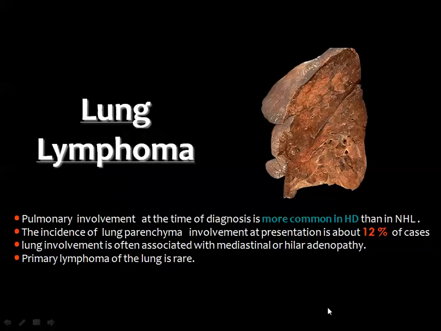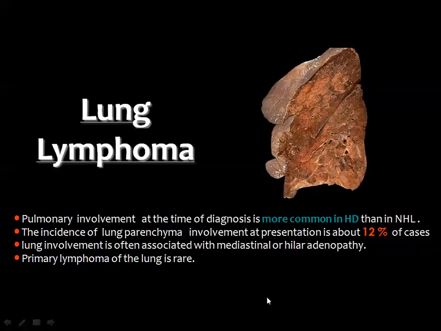Then lymphoma affecting the lung is usually Hodgkin disease, which is more common than non-Hodgkin lymphoma. The incidence of lung parenchymal disease at the time of presentation is about 12%, and involvement of the lung is many times associated with the presence of mediastinal lymphadenopathy. And you remember that primary lymphoma anywhere in the body is usually rare.